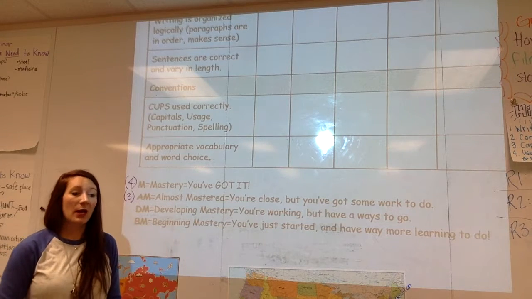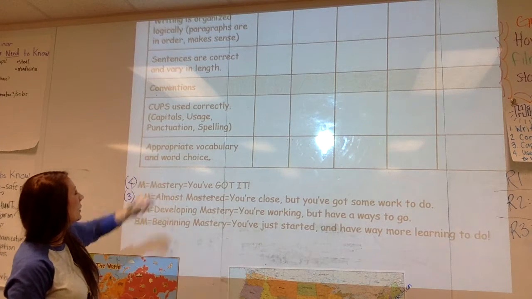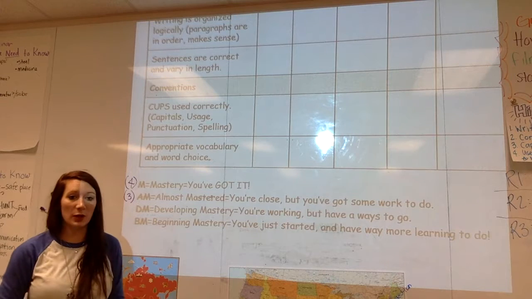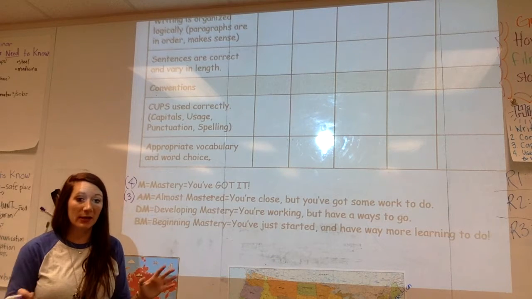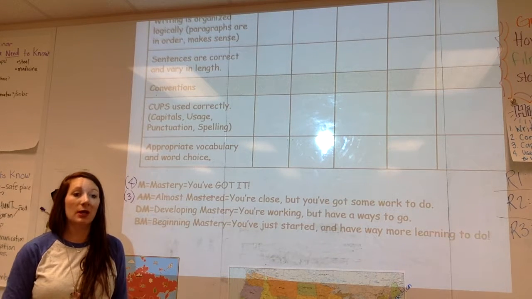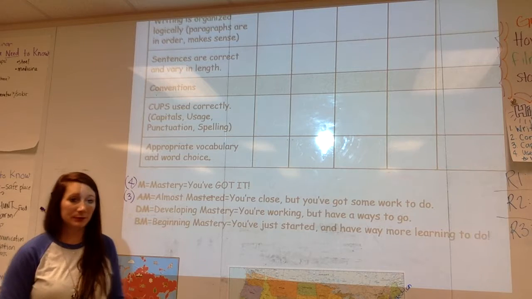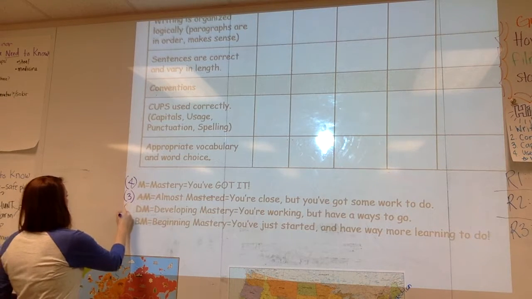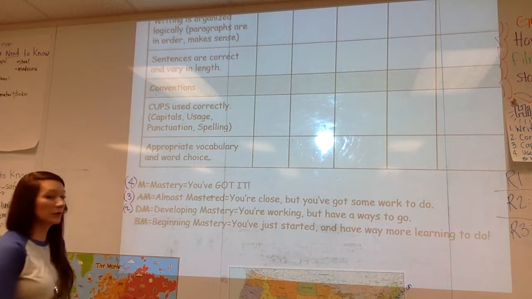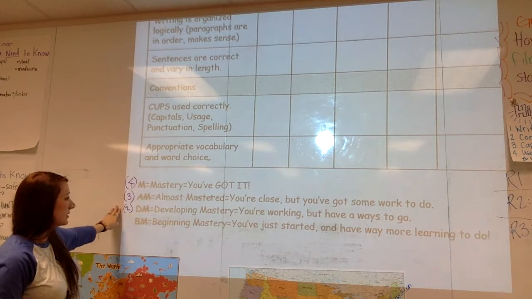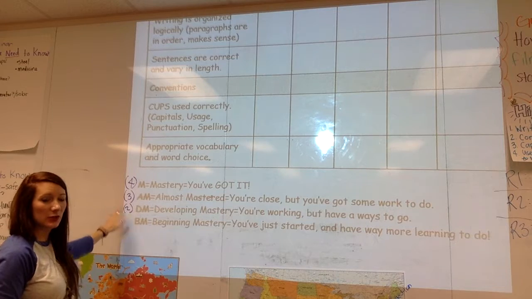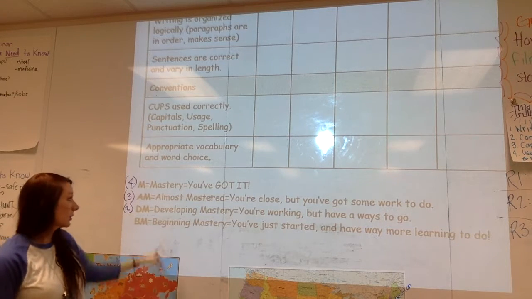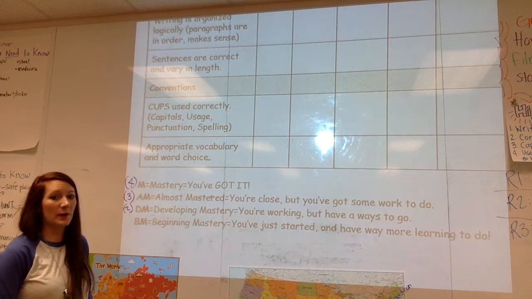So this is when a student, say you're going over capitalization, usage, punctuation, and spelling. If they have 1 or 2 or 3 mistakes, you're going to give them an AM. If they have no mistakes, then they've mastered capitalization, usage, punctuation, and spelling. Next, you have a DM, which stands for developing mastery. Think of this like a 2. You're going to use the letter marks, but the numbers are just a way for you to think about it. So you're going to be writing the letters on the paper.